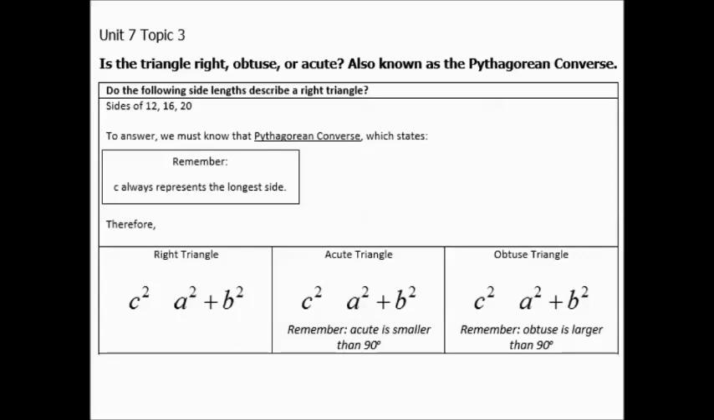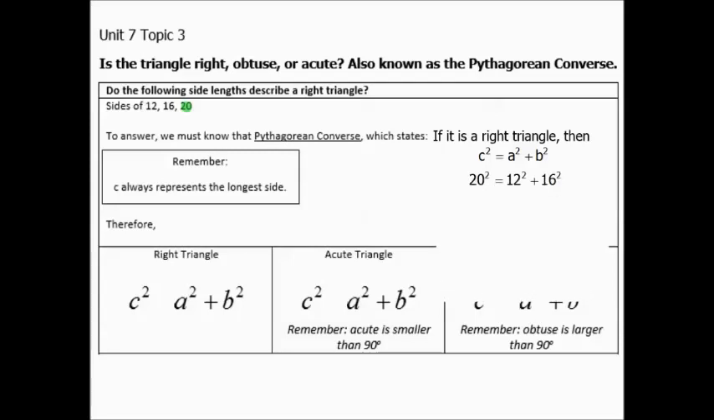In order to determine if it's a right triangle, we have to look to see if c squared equals a squared plus b squared holds true. So in this case, we have three sides of a triangle, 12, 16, and 20. 20 is the largest number there, so it would have to be the hypotenuse. So I'm going to plug it into the formula, and 20 squared equals 12 squared plus 16 squared.